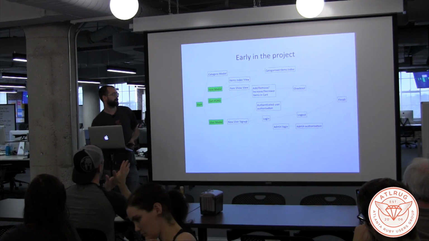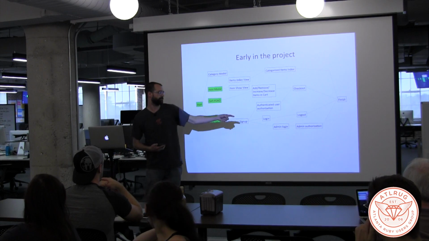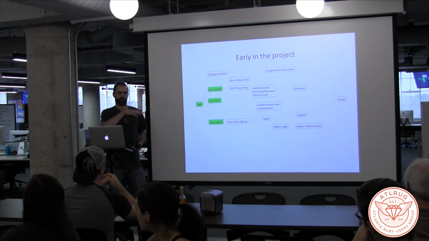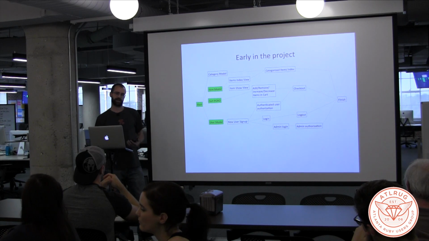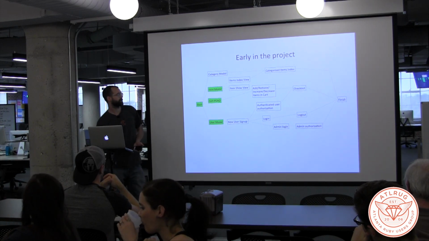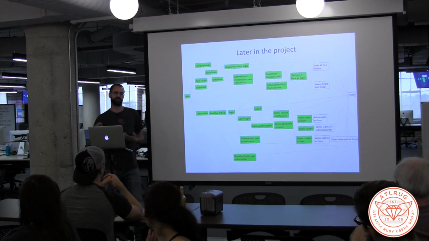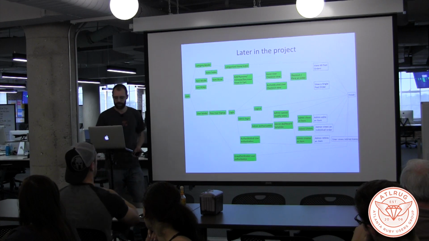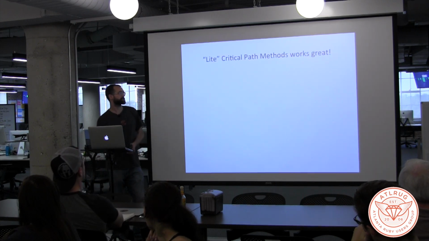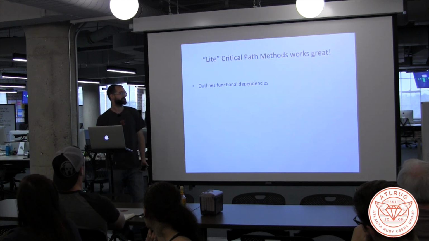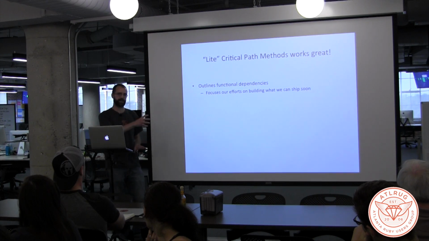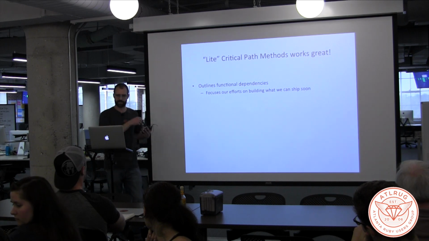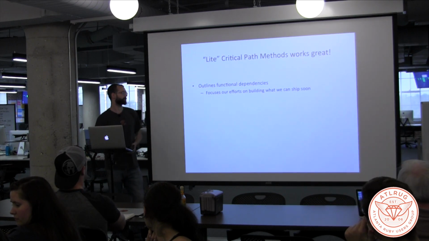One more note I'll make: say for admin authorization, since that's later on in the future, we're not really defining exactly what that's going to look like right now. But later on, we can fill in the details as we get more information about what that might look like. So that's pretty much it, in that we can do this light version of critical path methods. It's helpful so that we can see what has to get done before what, and that helps us focus our efforts on doing things that we can actually ship quickly.